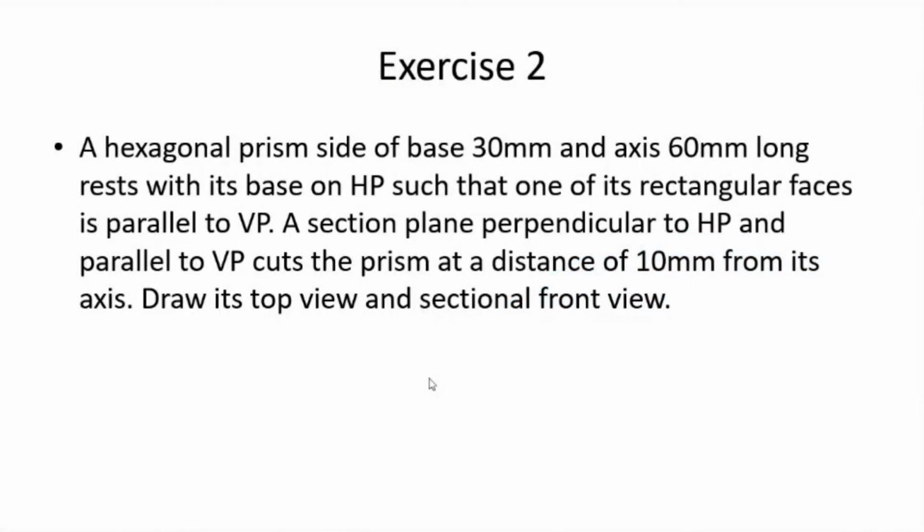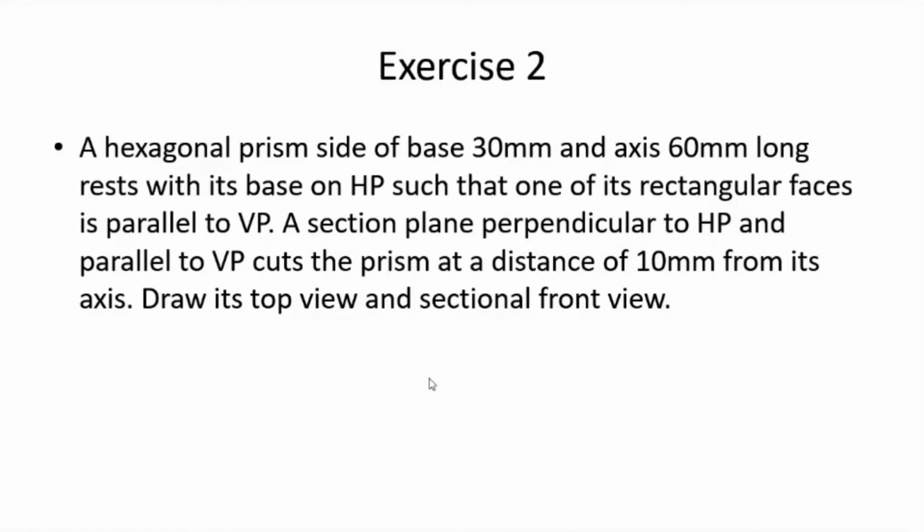A hexagonal prism, side of base 30 mm and axis 60 mm long, rests with its base on HP, such that one of its rectangular faces is parallel to VP. A section plane perpendicular to HP and parallel to VP cuts the prism at a distance of 10 mm from its axis. Draw its top view and sectional front view.